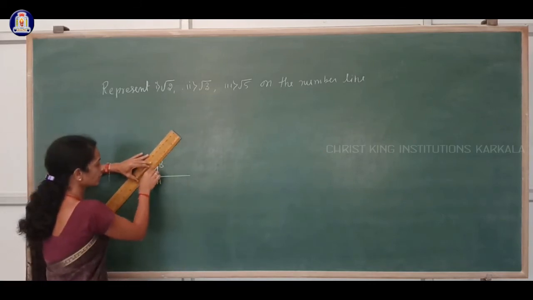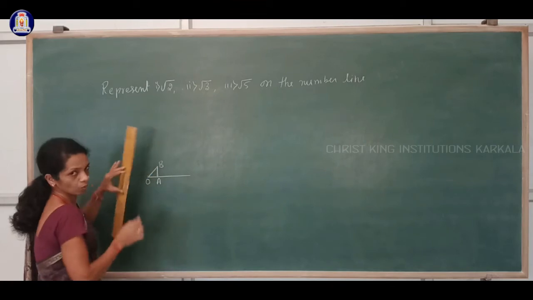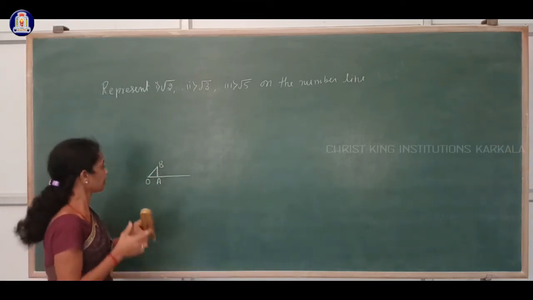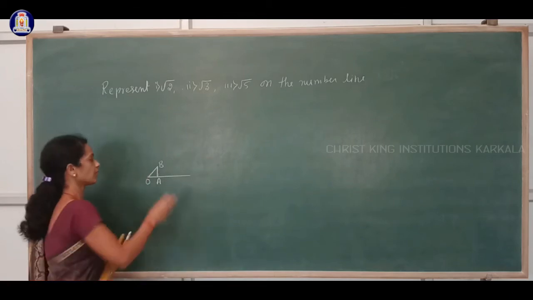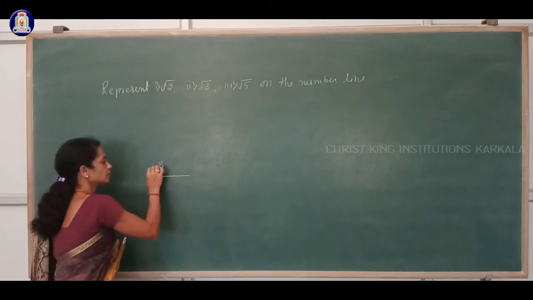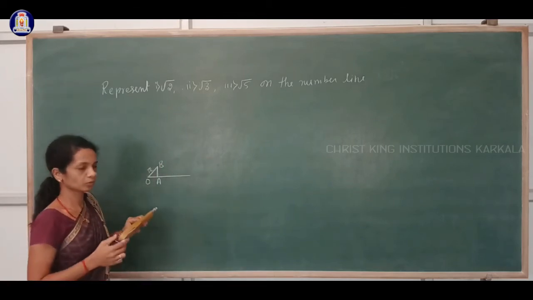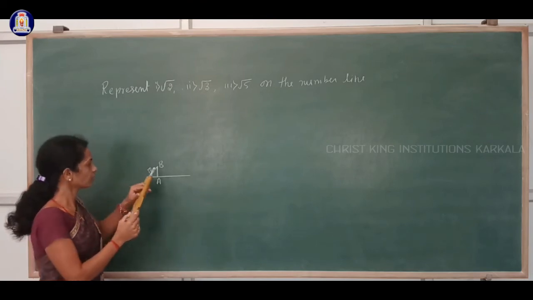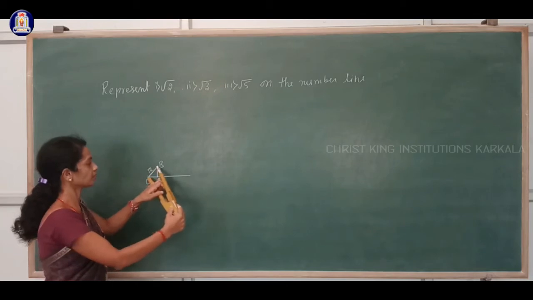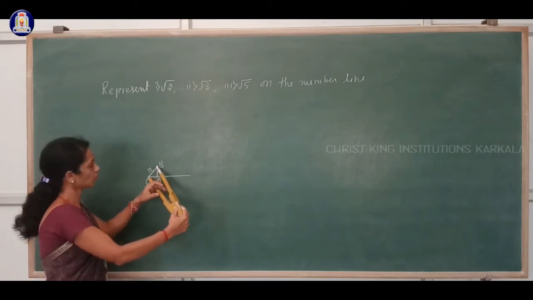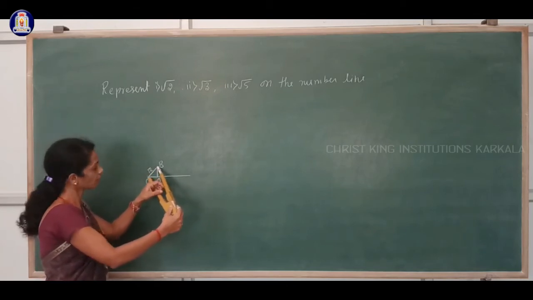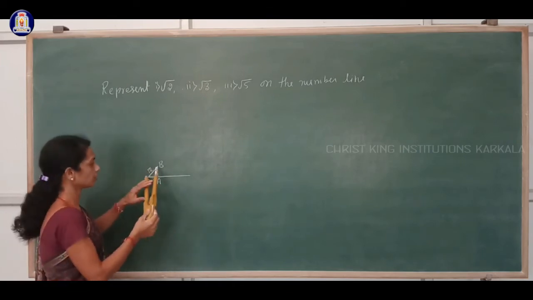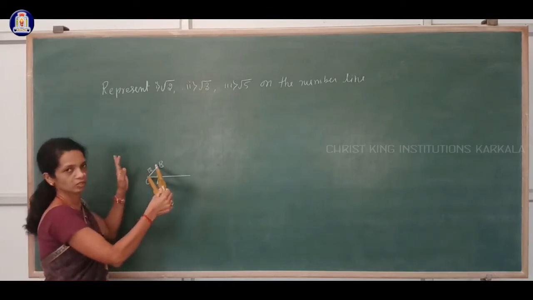Then join that B with O. After that you have to take your compass. Now this OB length is root 2. You have to take that length in your compass. Keep one tip at O, another tip at B. Now your compass has the length root 2.